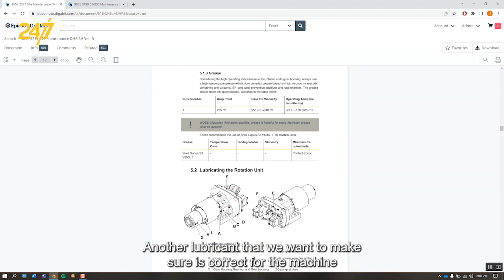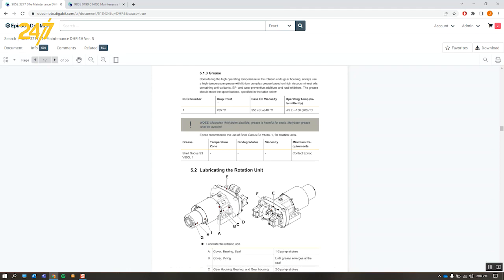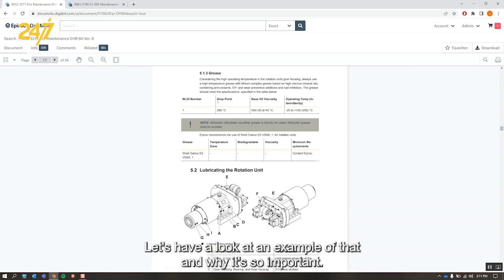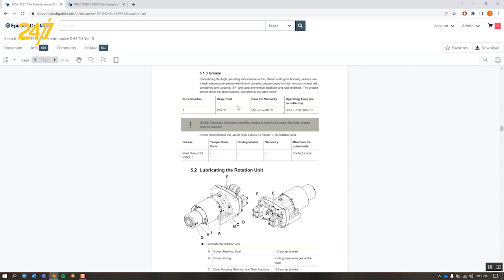Another lubricant that we want to make sure is correct for the machine is the lubricating grease used in the DHR6 rotary head. Let's have a look at an example of that and why it's so important. In this case, we have a grease that is used to lubricate the inside of the rotary head. One of the things that we want to take close note of is the drop point temperature of the grease.